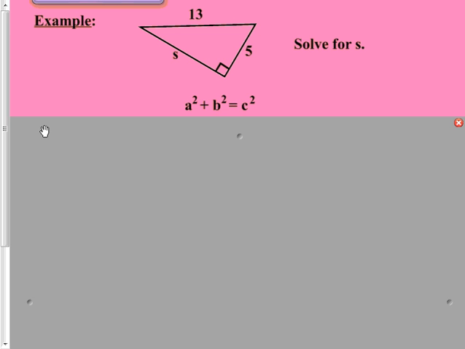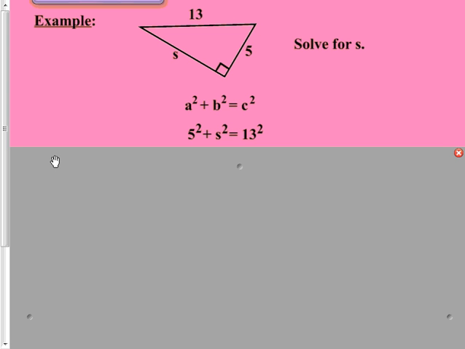And we must get the hypotenuse positioned correctly. The other 2 guys, A and B, they can be in either order that they want to be, but you got to get the hypotenuse right. Okay, so let's look into the picture. What is the hypotenuse? In this case, the hypotenuse is the 13, making the s and the 5 the legs. So plug in your values so that 5 and s get the A and the B, and 13 gets the C.